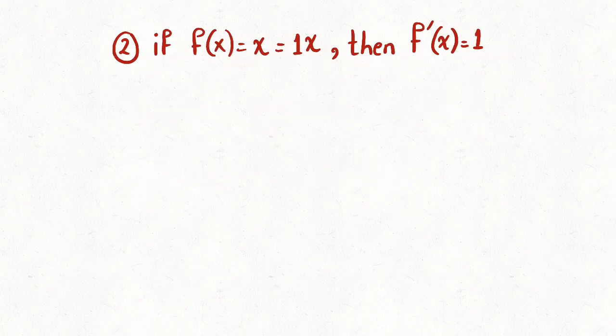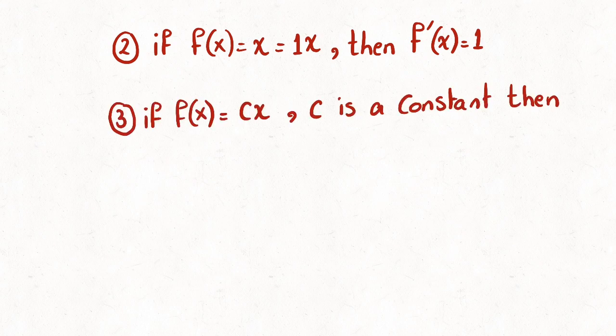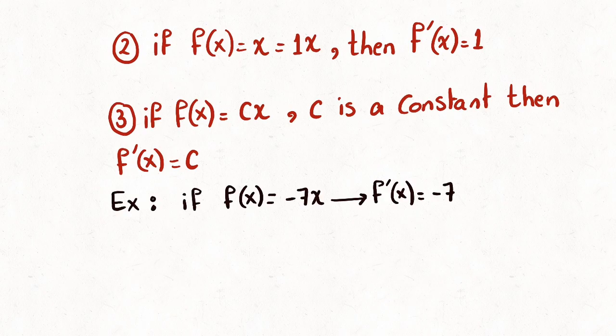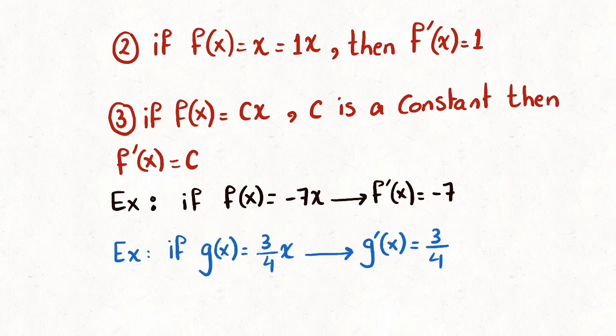Now, we go to the second rule. If f of x equals x, which is basically 1x, then f prime is the coefficient of x, which is 1. If f of x equals cx, where c is any number, then f prime is going to be c. Take the following example. If f of x equals minus 7x, then f prime is the coefficient of x, which is minus 7. If g of x equals 3/4 x, then again g prime is 3/4, which is the coefficient of x.